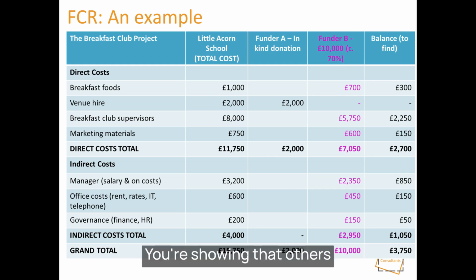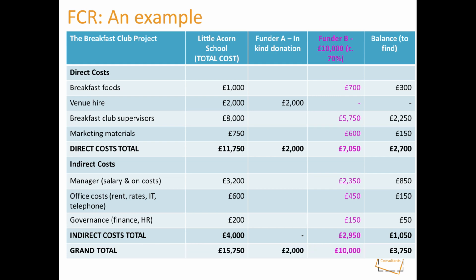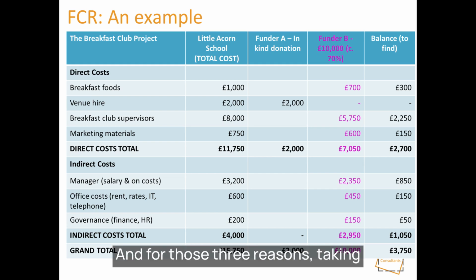By showing that you're allocating a percentage of the entire project to different funders, you're supporting this argument, that you're thinking about resilience and sustainability. You're showing that others are interested in your work. And for those 3 reasons, taking an approach like this can really support your financial sustainability as an organisation.